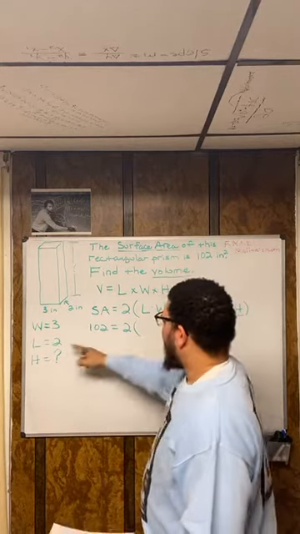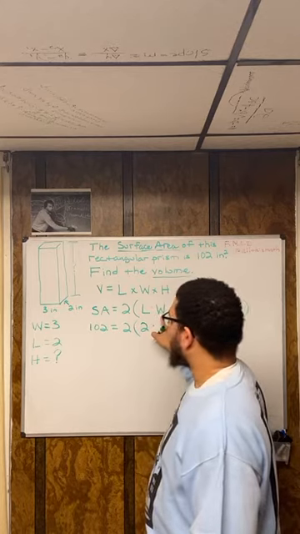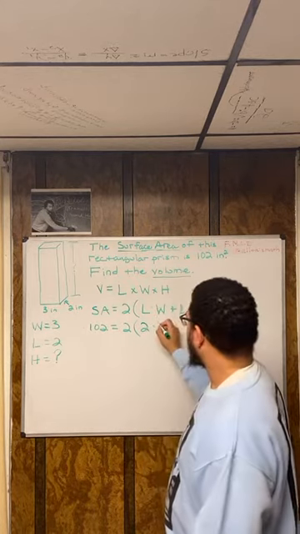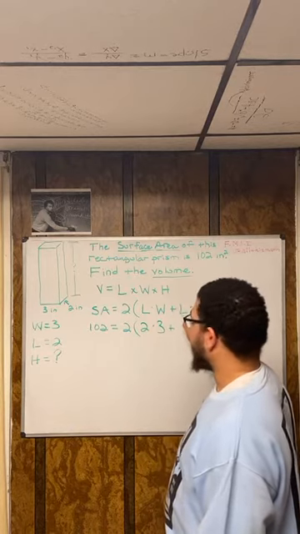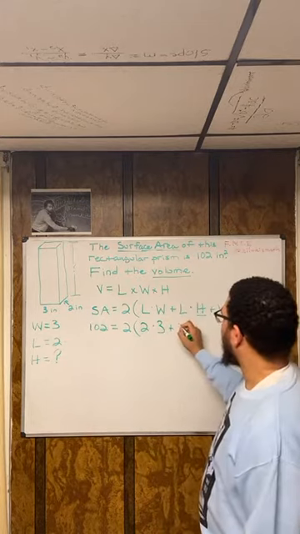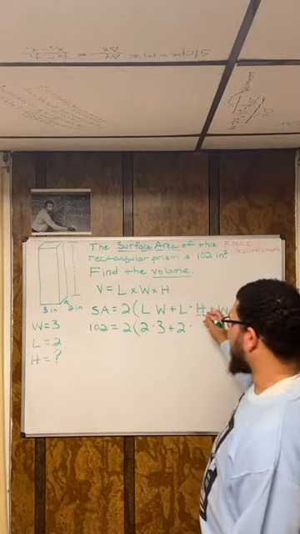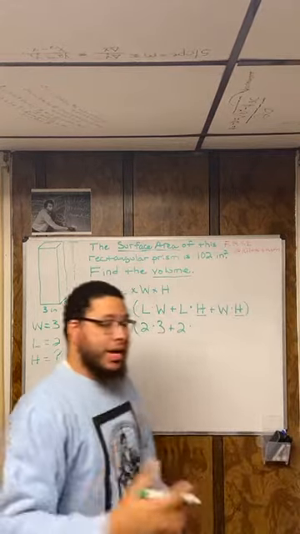So wherever I see an L, I replace it with a 2. Multiplication sign comes down. Wherever I see a W, I replace it with a 3. All right. Wherever I see this plus sign, bring that down. I see another L. What was L? L was 2. L is still 2. Multiplication sign. Okay, boom. Yeah, I got an H right here. That represents the height. That's what we don't know. So we got to copy that H.